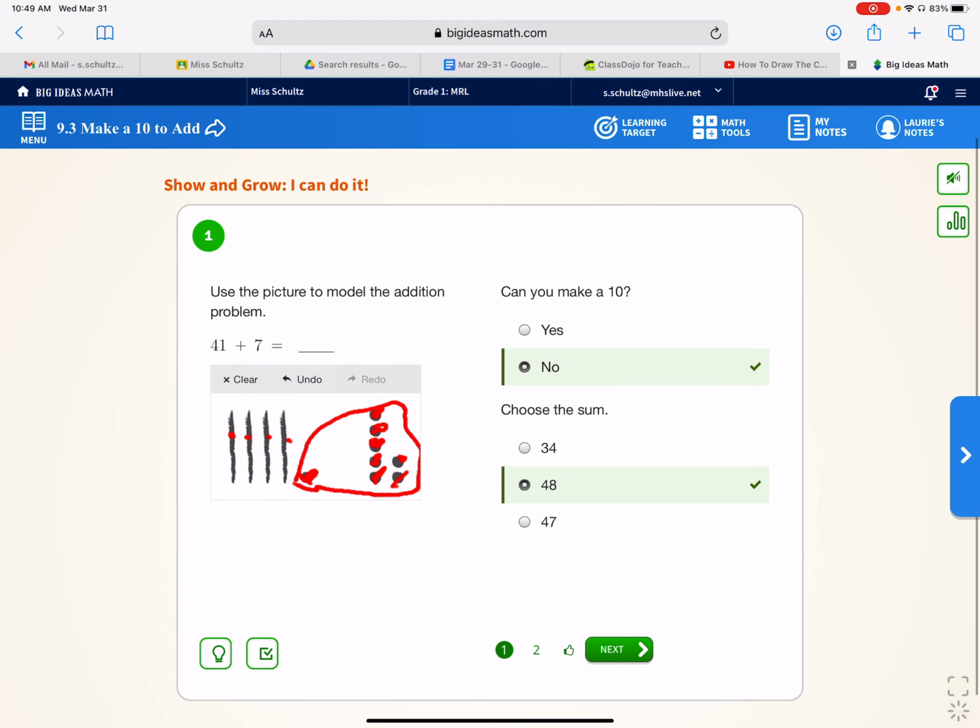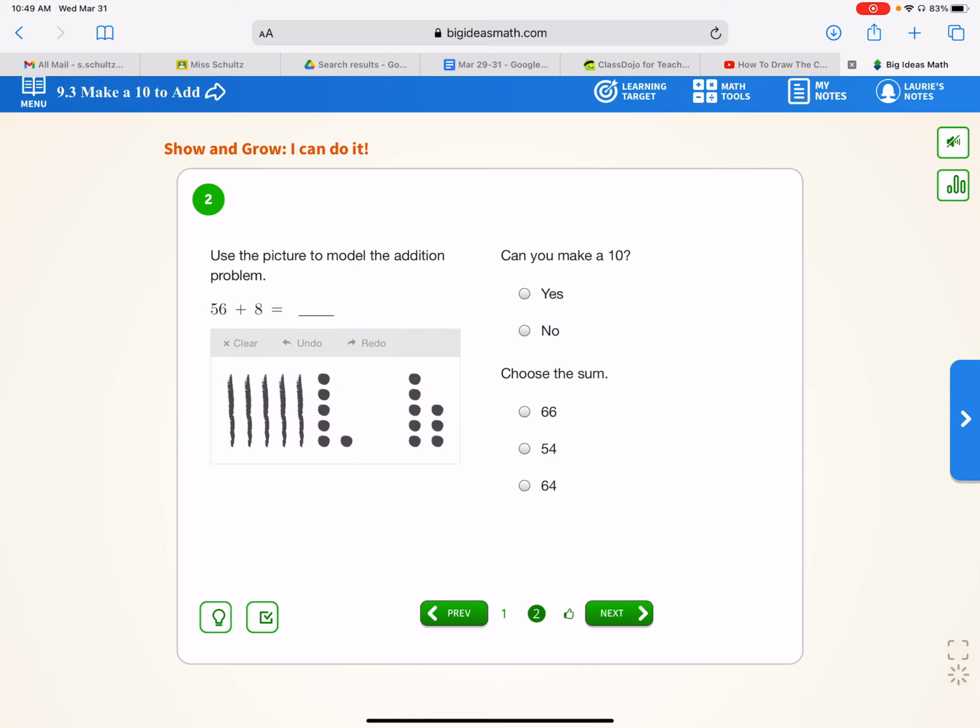Okay. And then I'm going to do another example problem. In our next one, we have 56 plus 8. So first, it asks us, can you make a 10? Well, we're going to count our ones to see if it's greater than 10. We have 1, 2, 3, 4, 5, 6, 7, 8, 9, 10, 11, 12, 13, 14. We have 14 ones. So we definitely can make a 10 since we have over 10.